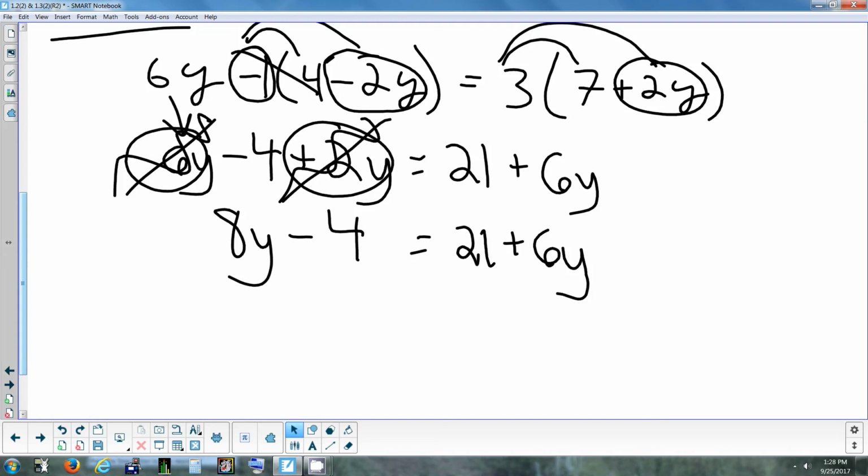Madison, what can I do now? What do you want to do? You have to bring the 8y over to the other side. We could do that. We could by doing what? Subtracting. Because what kind of an 8y is it, positive or negative? All right. So to move it, I have to do what? Subtract. Opposite operation. We can do it this way. We can do it the way that Madison said.